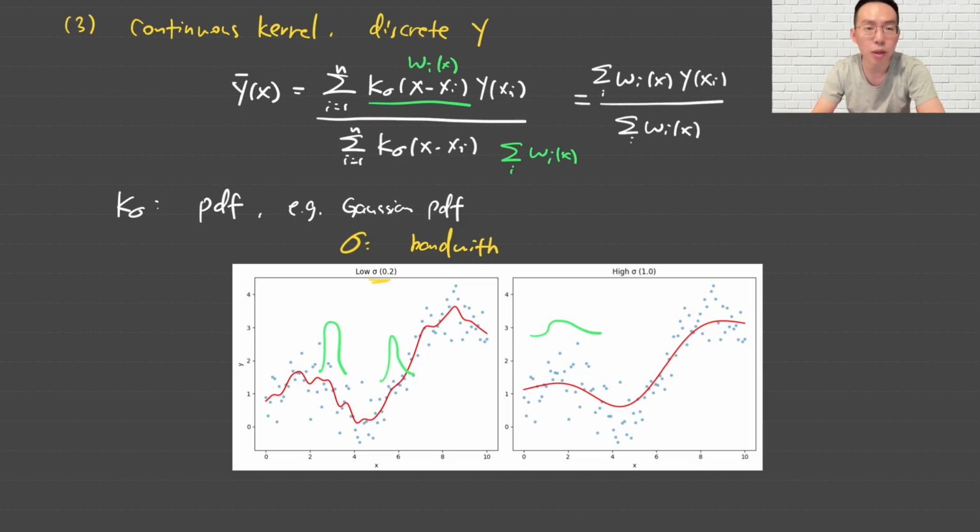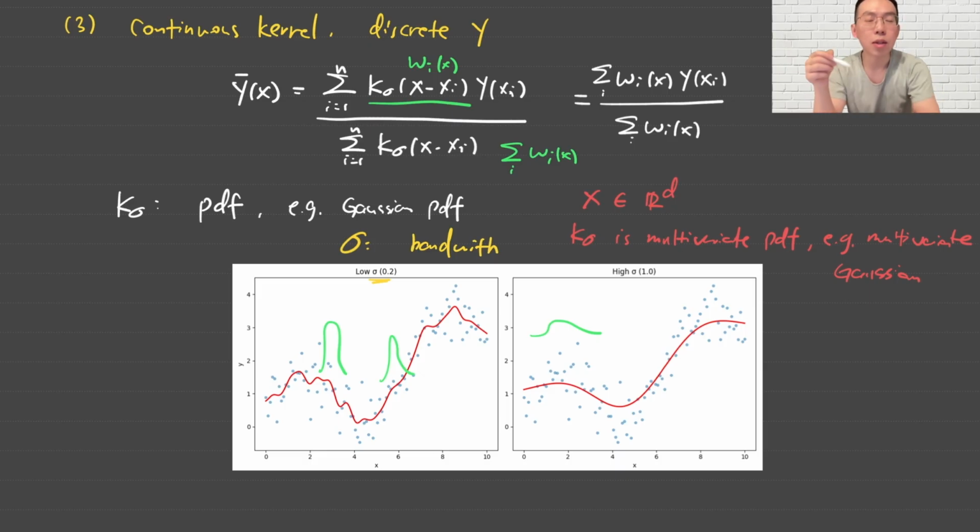Okay, so that's pretty much about kernel smoothing. One more thing is that this equation can be easily extended into the multi-dimensional case, when x belongs to R^d. All we need to do is pick a multivariate PDF for K sigma. For example, we can use a multivariate Gaussian. That's the only thing we need to change in moving from one dimension to multiple dimensions.